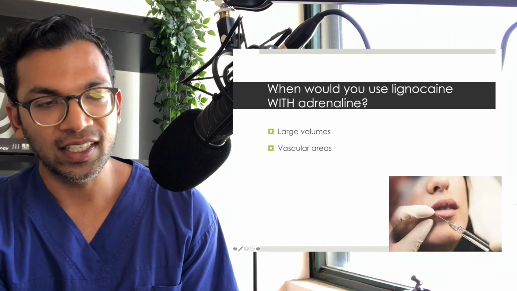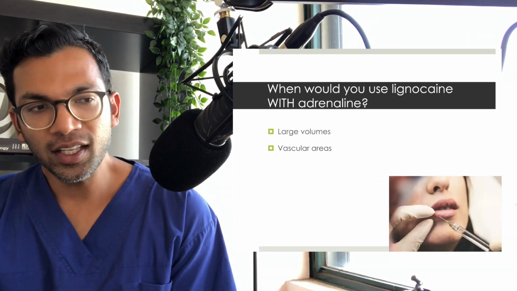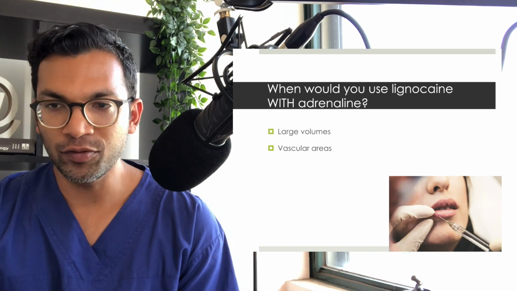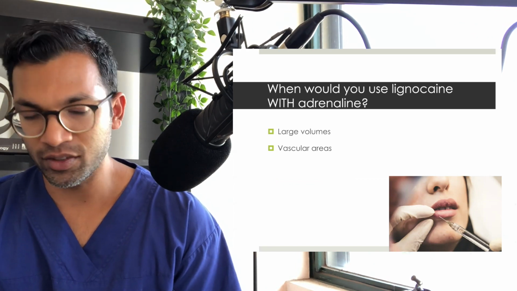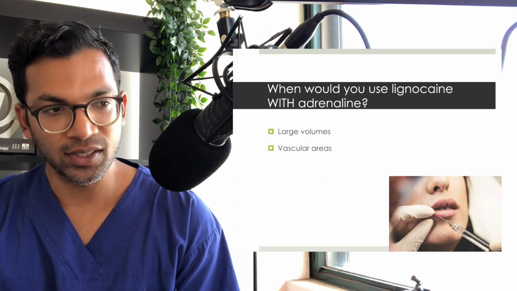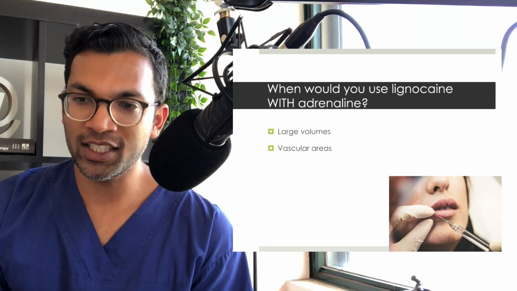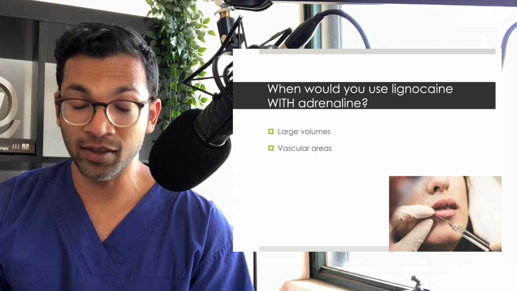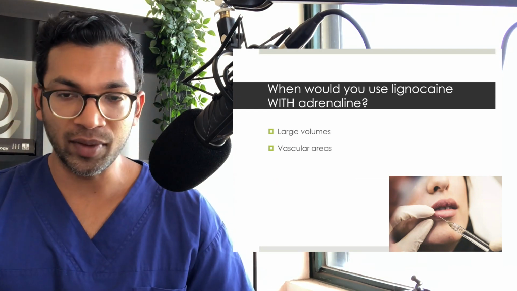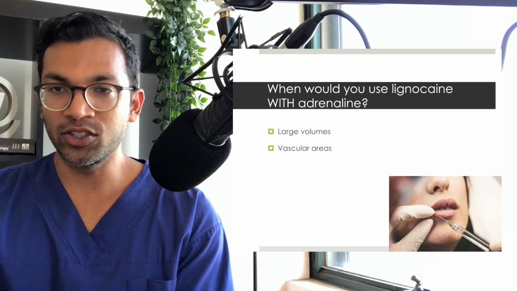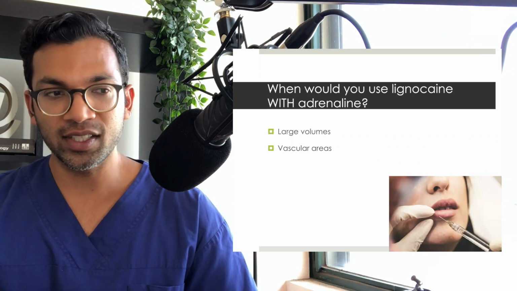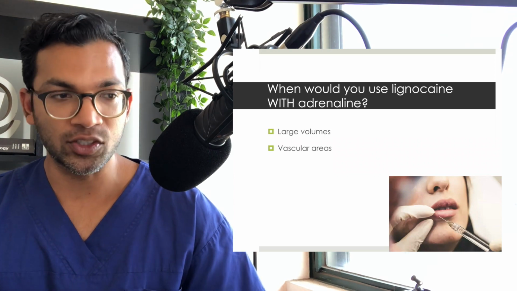So when would you use lignocaine with adrenaline? Really, it's when you want large volumes. Having 49 mils in a 70 kilogram person means that you can really inject lots of sites. Sometimes you'll get patients with multiple lacerations. Imagine you're in an emergency, someone comes in, they've gone through glass, or maybe they've been sadly assaulted, and you might have to suture up a number of different lesions, a number of sites. So you need large volumes. Lignocaine with adrenaline is great for that.